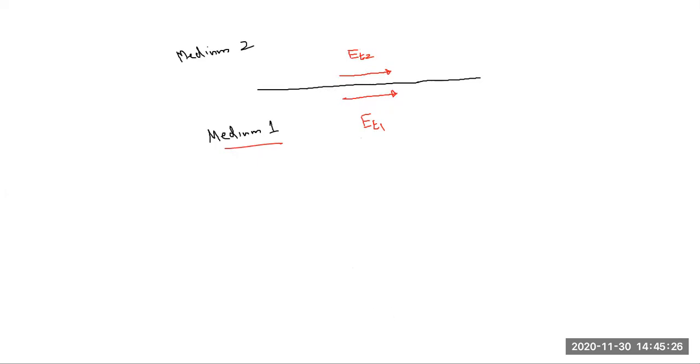The Maxwell equation that we are going to use is the third Maxwell equation, and it was basically Faraday's law. That was the closed line integral of electric field is equal to minus the rate of change of magnetic flux passing through the surface, which is formed by this closed path.